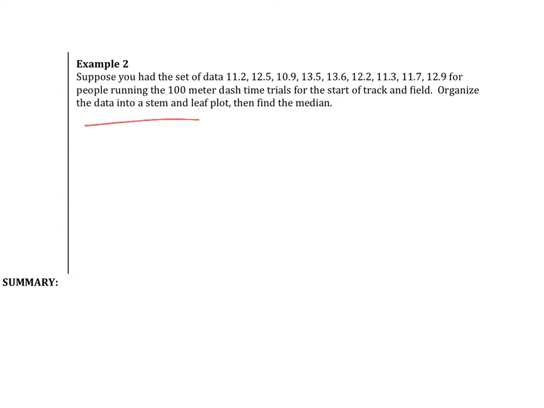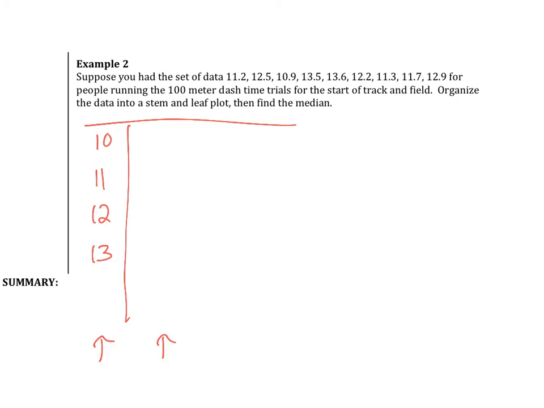So step 1 would be make your first stem and leaf plot. The numbers go 11.1, 12.5. So there's 3 digits. So now 2 digits will go on the left and 1 digit goes on the right. Our smallest number looks like it is 10.9. And our biggest number is 13.6. So we'd put 10, 11, 12, and 13.